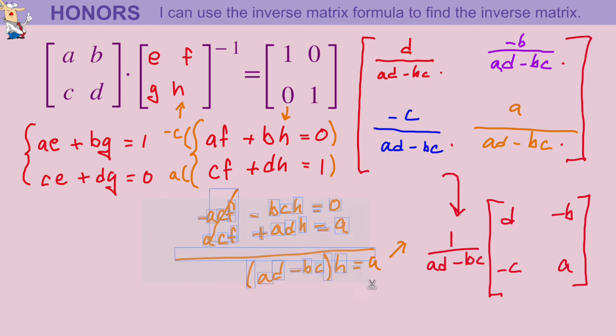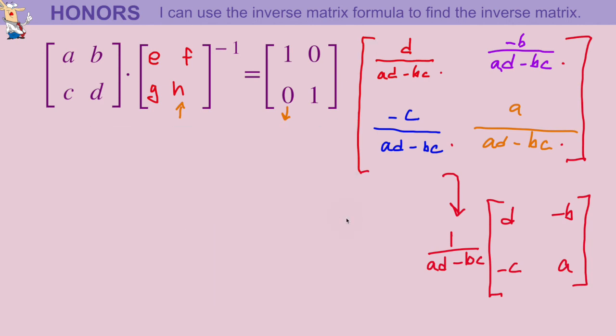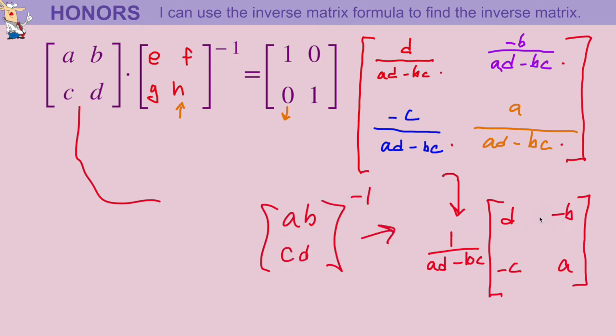So this results in the inverse matrix formula. So just to show it, we take A, B, C, and D. We take those numbers that are in that place. And to get the inverse, we apply it to the formula for the inverse. Now, the trick is we just swap A and D, and we change the sign of B and C.